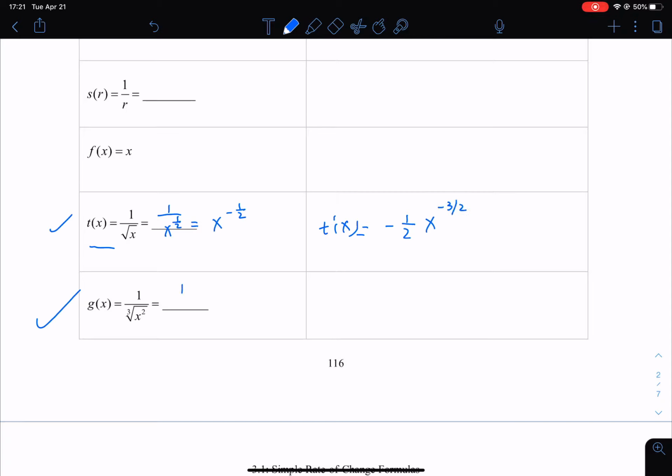And then this one is 1 over the denominator, which is just x to the 2/3 power. Because 2/3 is in the denominator, it's just x to the minus 2/3 power. So the derivative g prime of x is minus 2/3, multiplied by x to the n minus 1, which is minus 5/3.